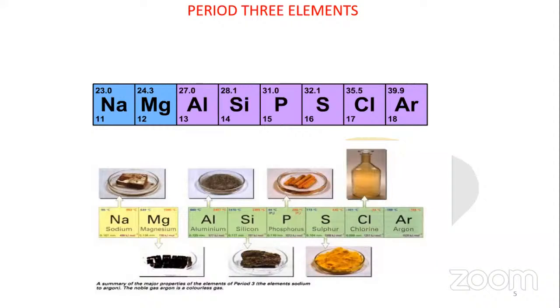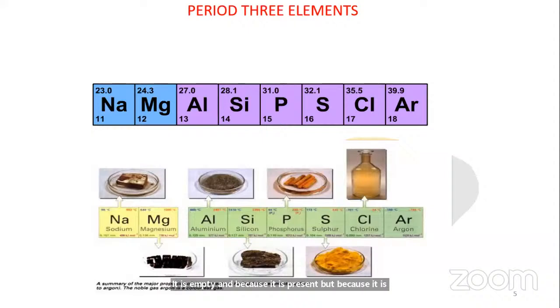But there's a difference between period 3 and period 2. And that difference is that the third energy level, in addition to the s and the p orbitals, also has a d orbital. Now that d orbital is not filled within the third period. It is empty.